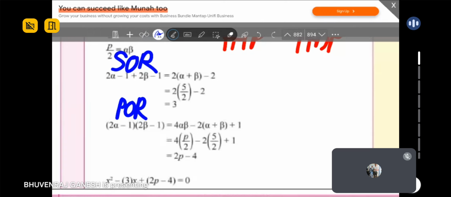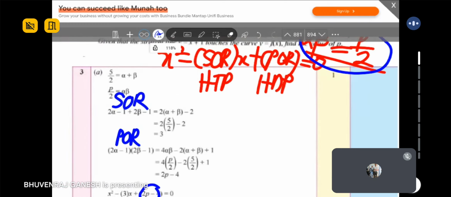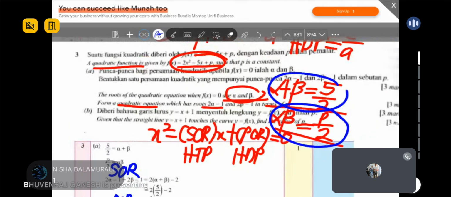Okay, so over here, you don't know the p value. Kamu takkan tahu nilai p. So you just leave your final answer like that. Itu adalah jawapan akhir. Okay guys, do you understand? One or two? Satu atau dua? Clear, right? Okay, so we go to question B.